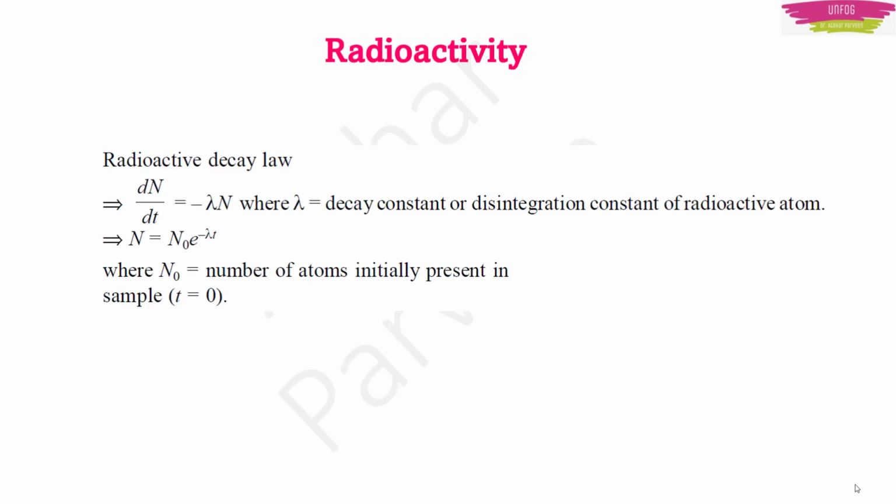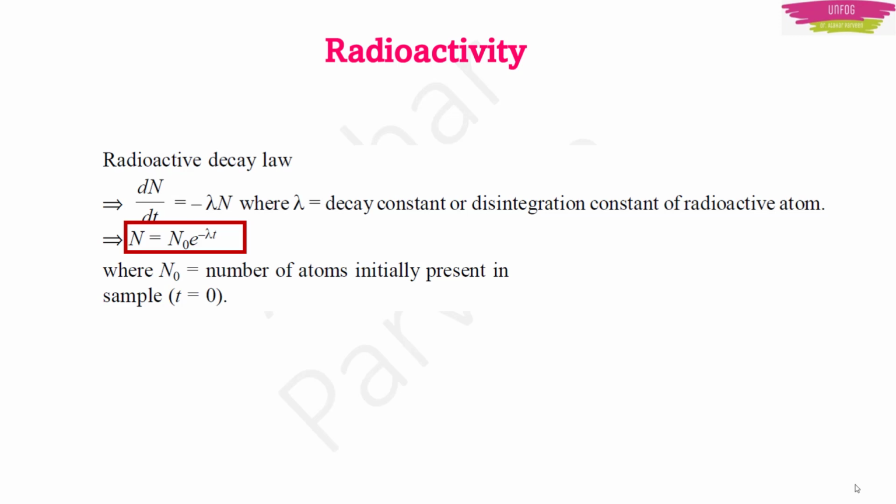Now let's talk about the radioactivity decay law. Decay law means one law was given that gives you the rate of decay, meaning what is the speed of the decay of radioactivity. Here dN by dt is equal to minus lambda N. Here lambda will be the decay constant or disintegration constant of the radioactive atom. Don't worry about this formula. The other formula is N equals N naught e to the power minus lambda t. This, if you remember, is more than enough. Don't worry about dN by dt.